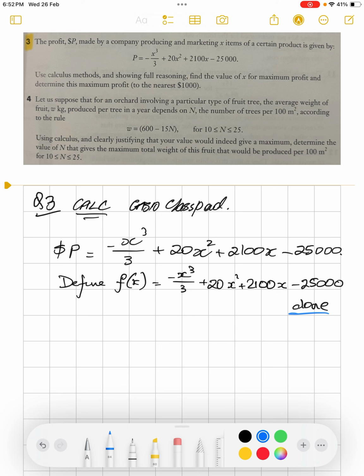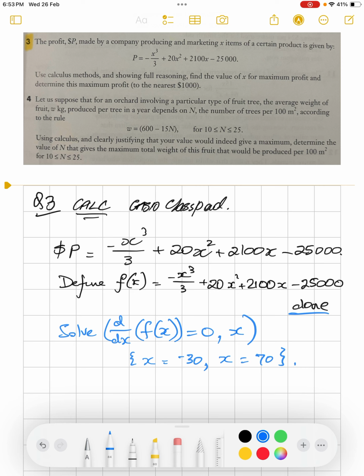What we need to do now is solve, and we want to get the derivative d/dx of our function and let that equal to 0, and x is the variable. So by putting that into the ClassPad you get two values, and it says that x equals negative 30, which is not possible because we're making x items. X equals 70, and that seems to be the only possible value we can look at.